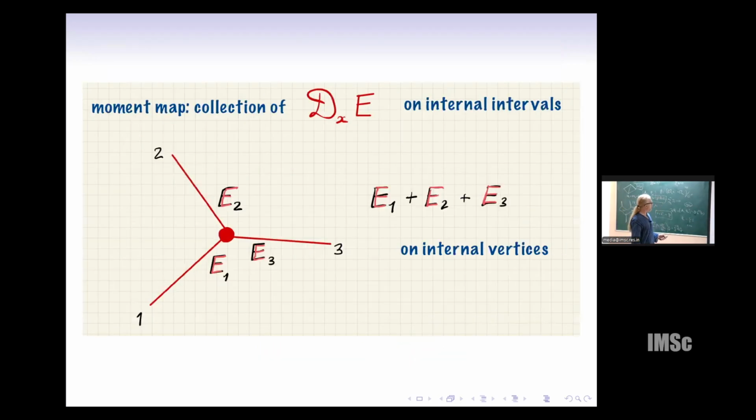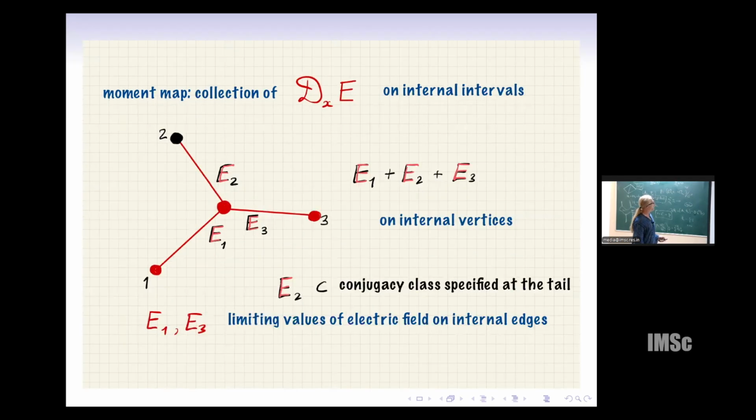So the moment map is, as I said, a collection of these things on internal intervals, and on internal vertices I have the sum of 3 electric fields which come from these sides. The condition is that this sum is equal to 0, and at the tail I'm just saying that this limiting value of the electric field should belong to the orbit which I specify.